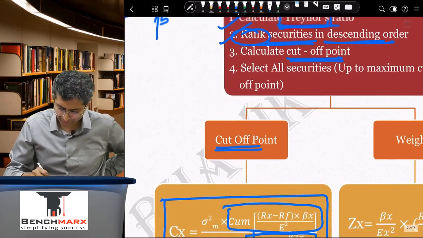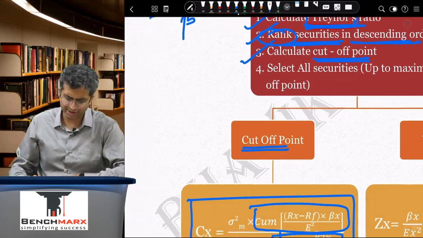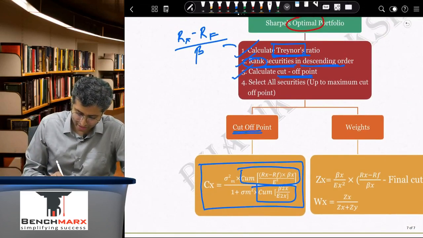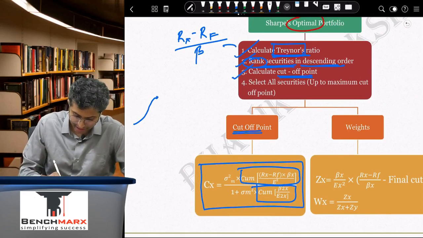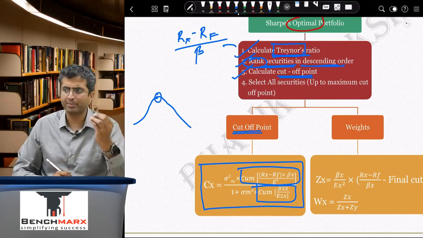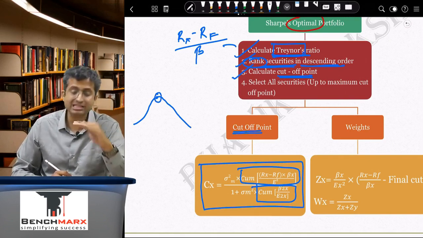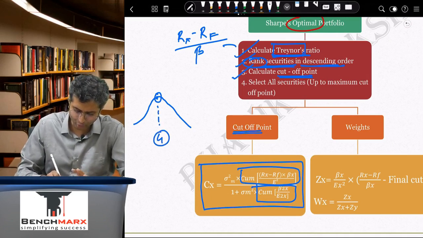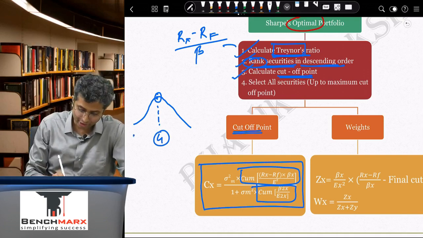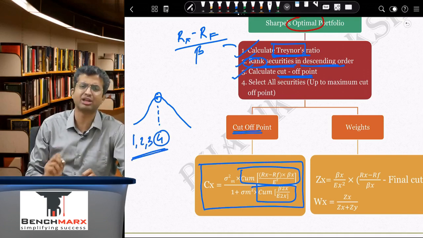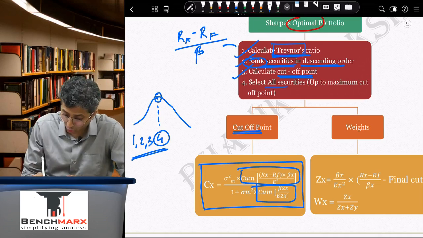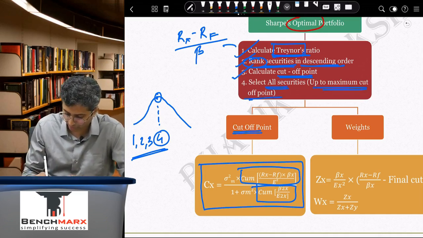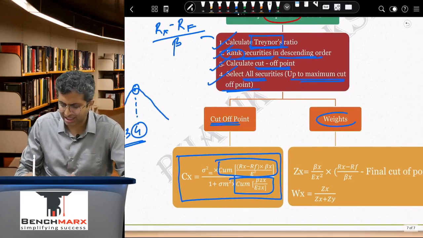Once you find the cutoff points for each of those 7 securities, you will look at the trend of the cutoff points. Typically, they will form a bell shape. They will have to form a bell shape. They will reach a peak and then they will go down. At the top is the point where you will select the security. So if at the fourth security the cutoff point is a maximum, that means securities 1, 2, 3 and 4 should be selected in your portfolio. This is how you select all the securities up to the maximum cutoff point. This is about the cutoff point, and then there are weights.